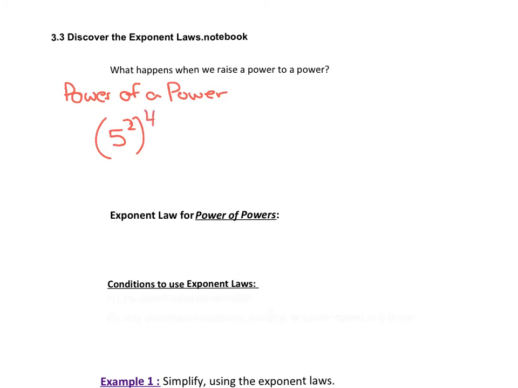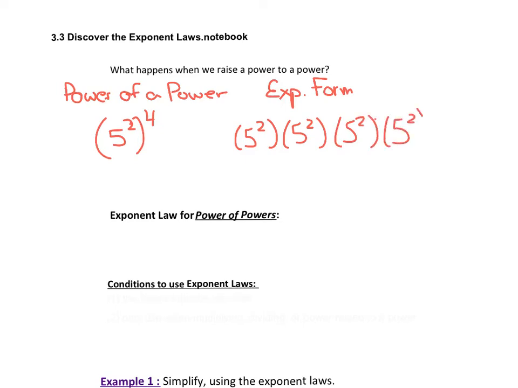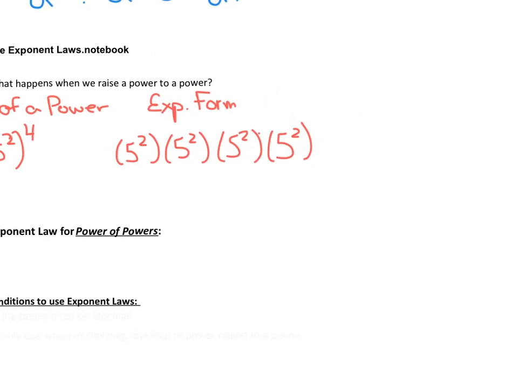Okay? So let's write this out in expanded form. It is like saying we are multiplying 5 to the power of 2 four times. Right? Because our base is 5 to the power of 2 in this situation. So in a single power, okay.